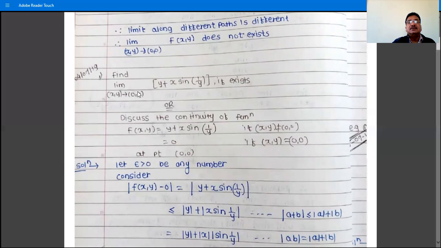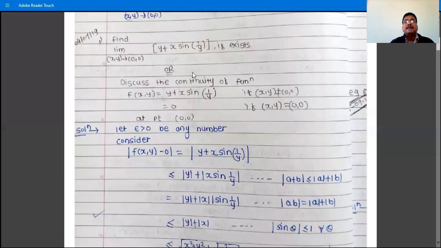So in this problem, find limit (x,y) tends to (0,0) of y plus x sin 1 by y, if it exists. So these are the problems of limit exists. In this case we have the limit. So discuss the continuity of the function. Same problem: f(x,y) is this if (x,y) is not equal to (0,0), and is equal to 0 if (x,y) is equal to (0,0). So if the limit exists, then it is equal to 0. For these examples, if the limit exists, then consider it equal to 0.